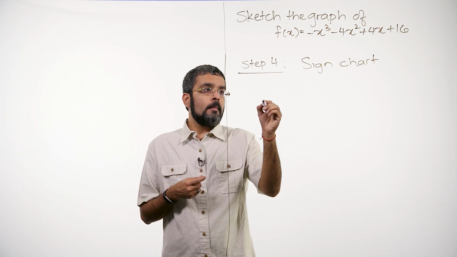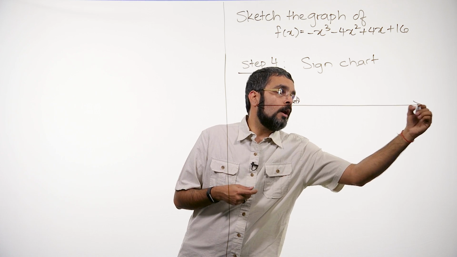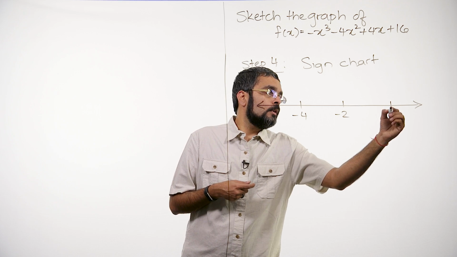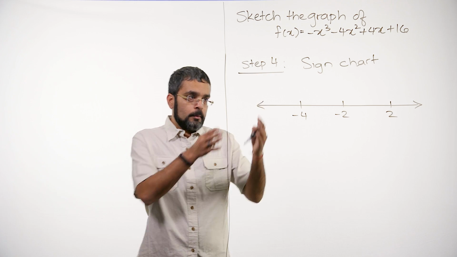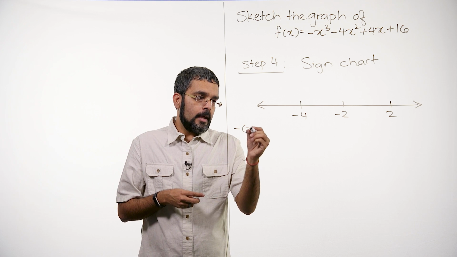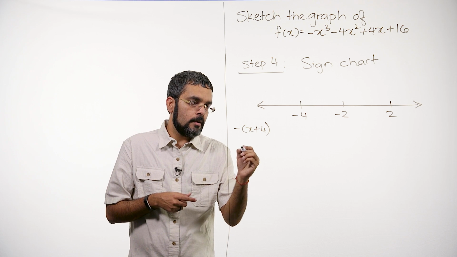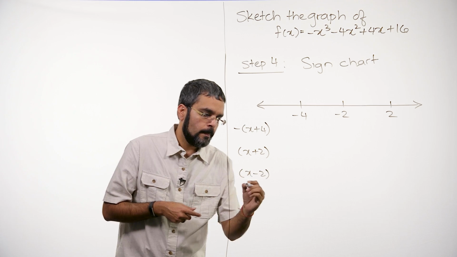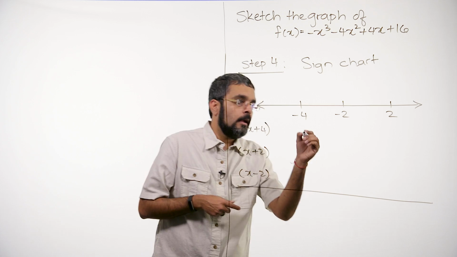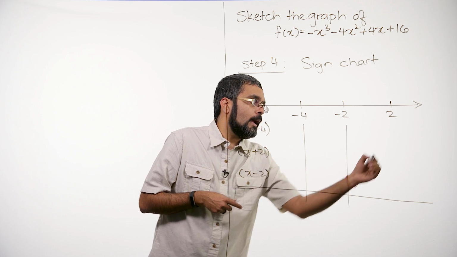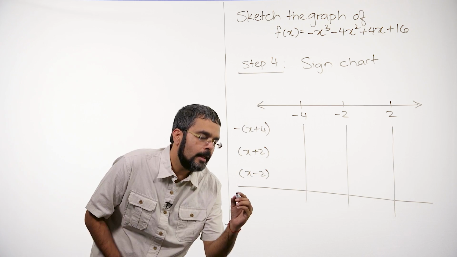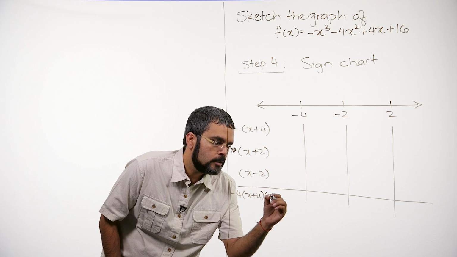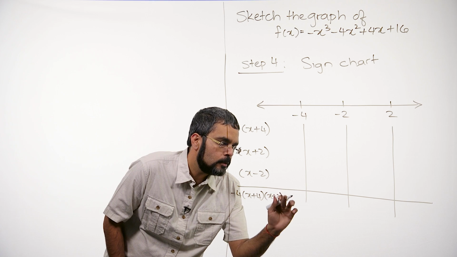Okay, so I'm going to take all my x-intercepts and I'm going to plot them on this number line. So I had negative 4, negative 2, and positive 2. And then I'm going to write all my factors here. So I had negative x plus 4, I have x plus 2, and I have x minus 2. And then I'm going to write down my actual function in factored form, and that was negative (x plus 4)(x plus 2)(x minus 2).